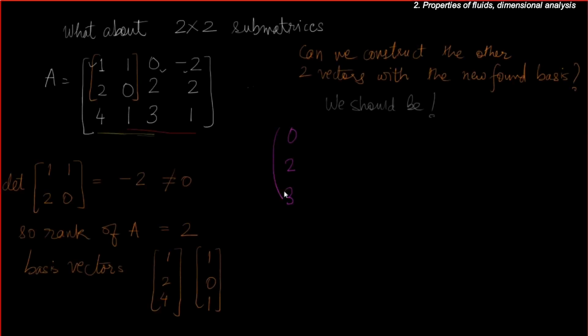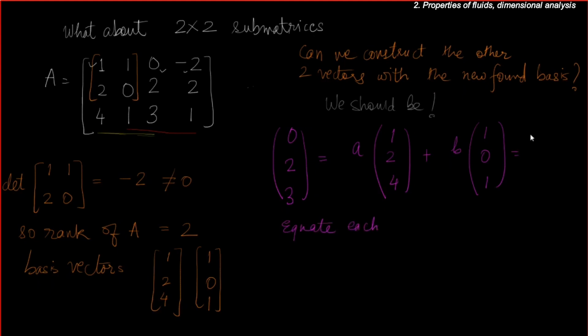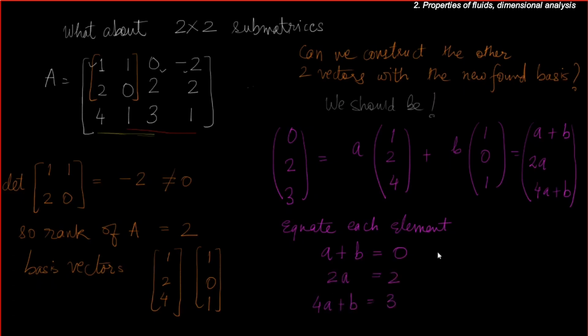What about the third column, 0 2 3? Can it be constructed from the 2 basis vectors? So let it be equal to a times the first basis vector 1 2 4 plus b times the other basis vector, which is 1 0 1. Let us proceed to find out each component. So the right hand side becomes a plus b, 2a and 4a plus b. Now if we equate each element of the left hand side vector and the right hand side vector, we obtain a plus b equals 0, 2a equals 2 and 4a plus b equals 3.